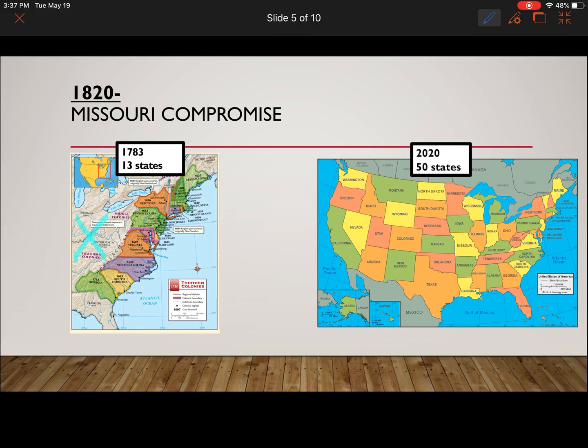So as we expand west, you can see here all 50 states, including Alaska and Hawaii. As we move west, it is possible to add new states to the Union. So basically, in this video, we're going to cover how we acquired all the land, except for Alaska and Hawaii, that makes up the first 48 states.